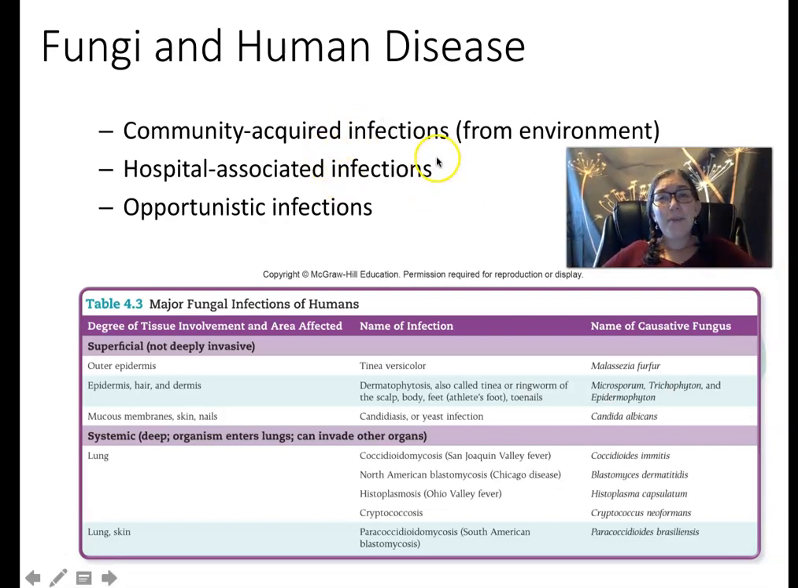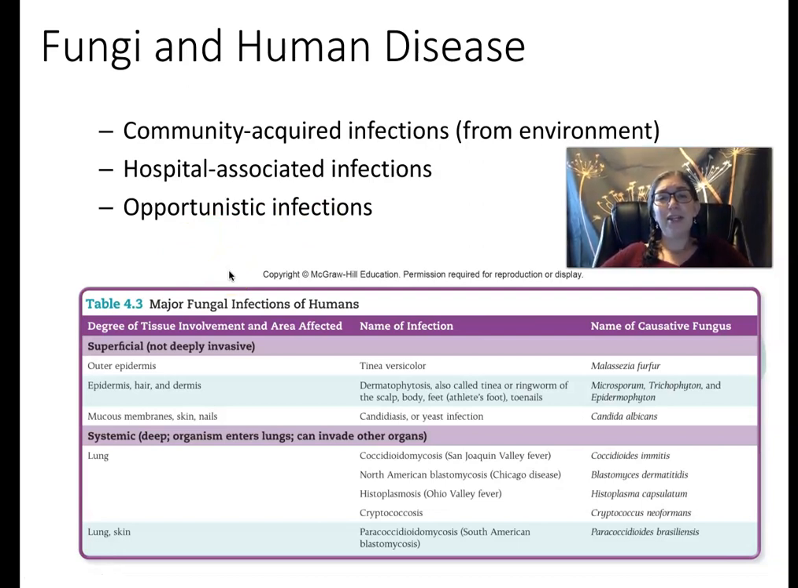Some are hospital-associated infections that people get when they are hospitalized. And some are what we call opportunistic infections, so they really only make people sick if they are already immune compromised. In fact, a lot of fungal infections are really dangerous for people with compromised immune systems. They aren't dangerous if you have a healthy immune system, but the fungi can be a real problem.